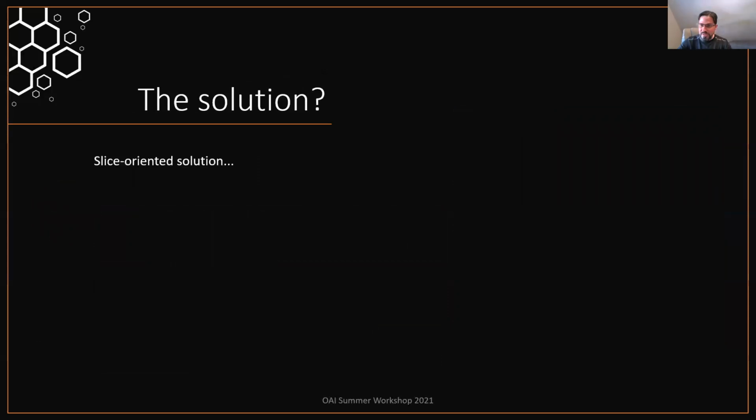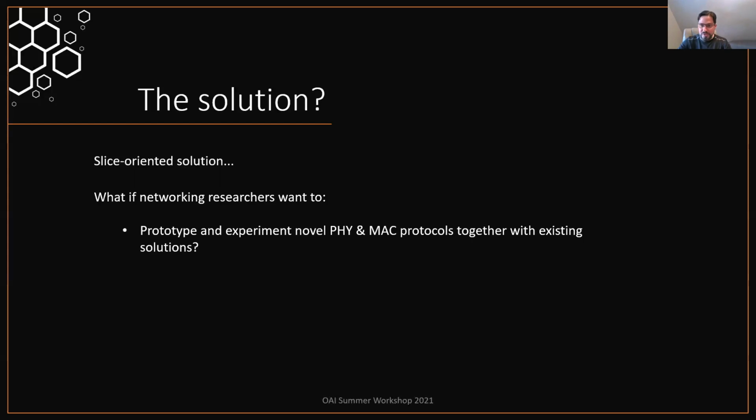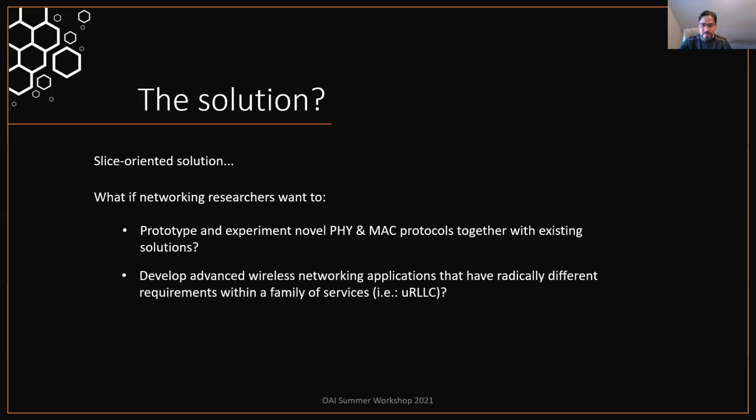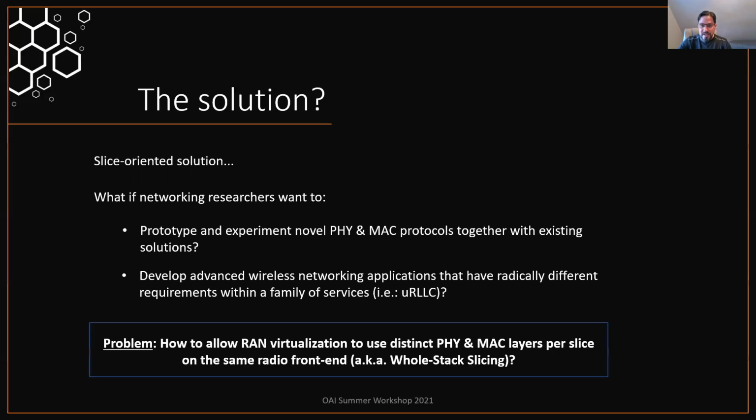The obvious solution to meet the requirements of SciNet is slice-oriented. However, what if we want to prototype and experiment new PHY and MAC protocols jointly with existing solutions? Or what if we want to develop advanced wireless networking applications with radically different requirements within a family of services that may well require custom PHY and MAC layers? Therefore, the problem is formulated as follows. How to allow radio access network virtualization to use distinct PHY and MAC layers per slice on the same physical infrastructure?